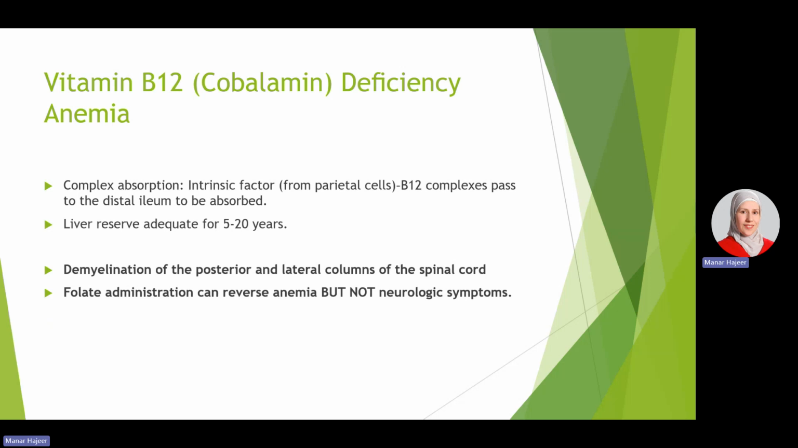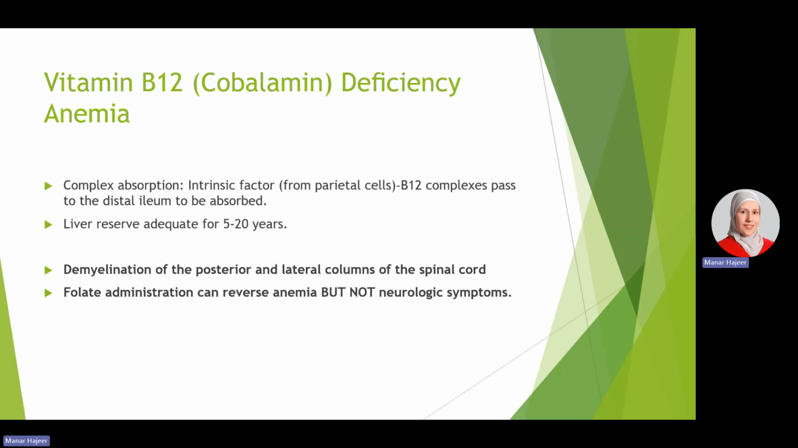In vitamin B12 deficiency anemia, the other name for it being cobalamin, the absorption of vitamin B12 is complex because it needs gastric acidity, it needs the pancreatic enzymes to elaborate vitamin B12 from its resources, and it needs to bind to the intrinsic factor, which is produced by the parietal cells of the stomach. It complexes with the vitamin B12 in the small bowel, and passes to the terminal ileum, the distal ileum, where it is absorbed. So the absorption process is complex.